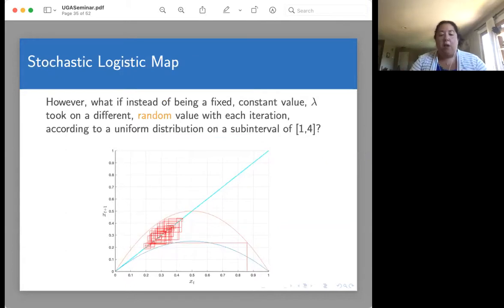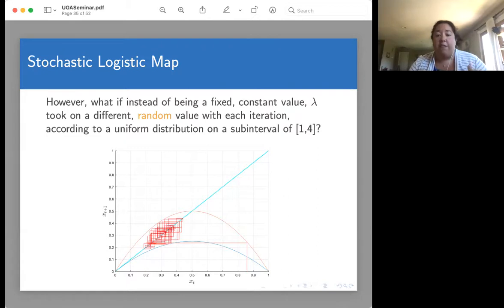Okay, so before I was talking about what I call the deterministic logistic map. So that's where lambda takes a fixed value between 1 and 4 and it doesn't change, right? With each of my iterates, lambda is always going to be 3.87 or whatever value of lambda I'm looking at. So now I want to introduce what's called the stochastic logistic map.